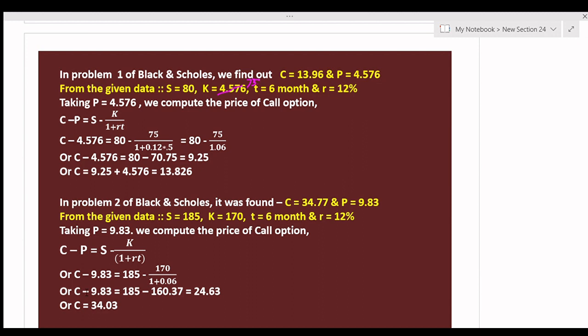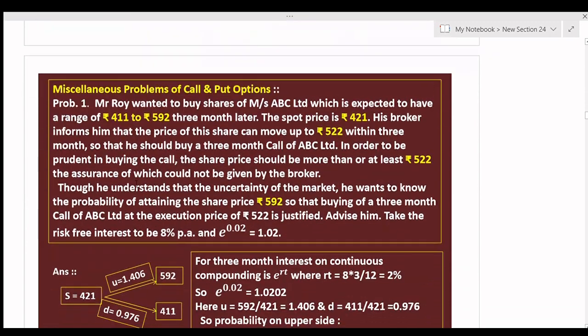Today is the 25th session. Last day I solved problems of call and put options. Today it will be continued. Before starting, I have to rectify one data point from the last class. You see here K is written as 4.576, it will be 75. The value 4.576 is the value of the put option. The other data remain the same. Come to today's problem.